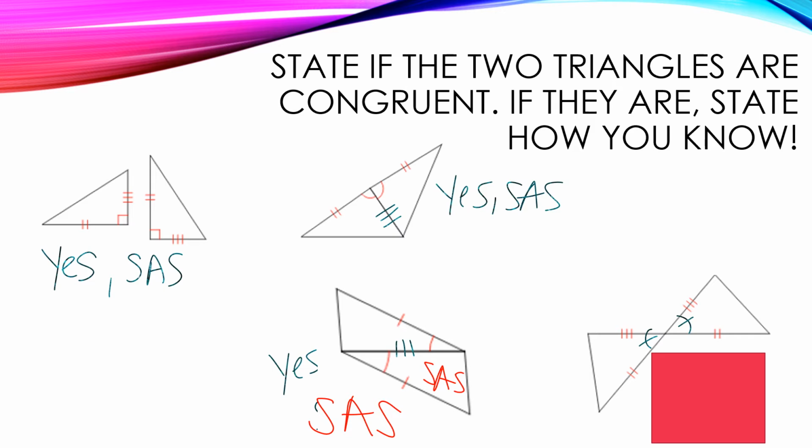Okay, then the next one, you have vertical angles between these 2. If they're across from each other, then they are always going to be congruent. They share a vertex, and they share the same rays to make up the angles. So that would also be side angle side.